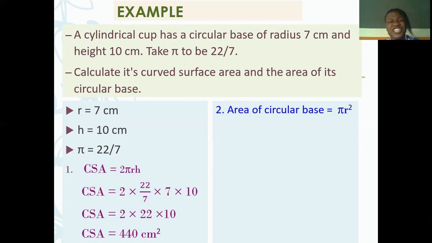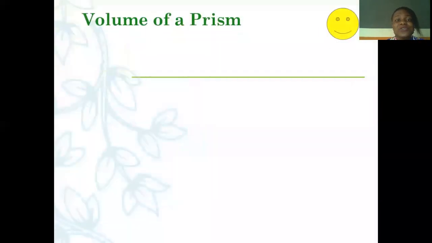Remember, they didn't ask you for the top, they asked you for the base, so pi r squared. Now, the area here will simply be 22 over 7 times 7 times 7, simple one. So that would be 154 centimeters squared. Okay, so that's how you get the surface area of a cup and also the area of its base. Okay, let's move on to volume.